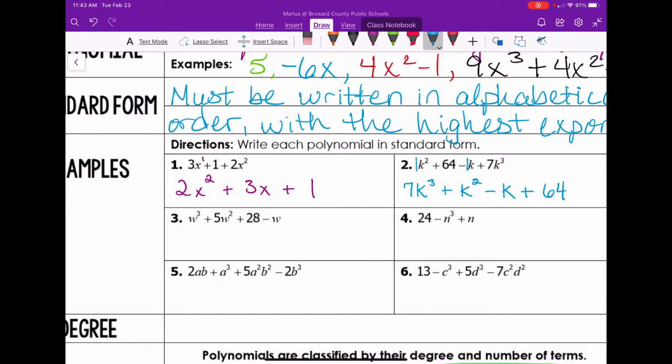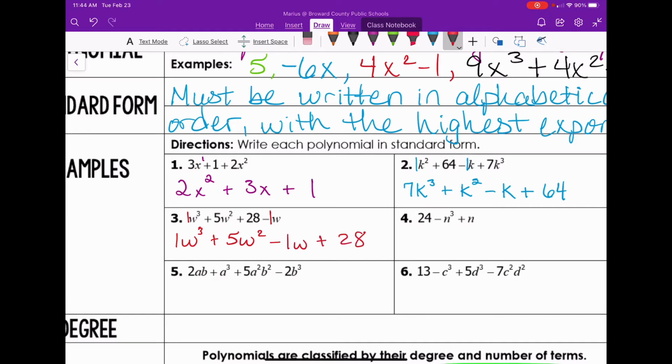So let's go ahead and take a look at number 3. Once again, with number 3, we can add some coefficients here. We'll put a coefficient by the w cubed and the minus w, okay? Now, we need to put these in order from greatest to least. And the only two that we really need to switch are the positive 28 and the negative 1w. So for number 3, this would be 1w to the third plus 5w squared minus 1w plus 28.